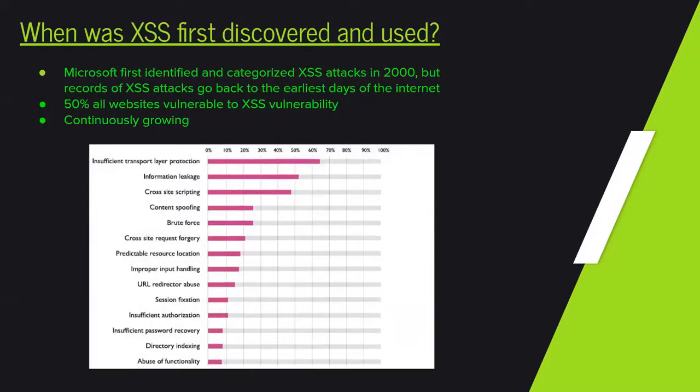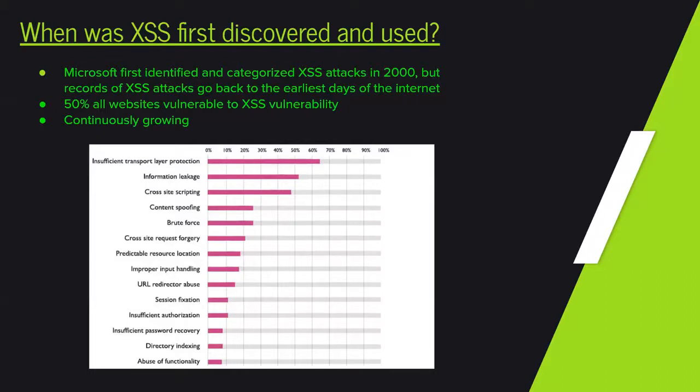Cross-site scripting was first discovered in the late 1990s and early 2000s when a Microsoft engineer was messing around with the code and kind of altered it and then tried running it through a program, which allowed them to categorize it, as Jackson was just talking about. Over 50% of all the websites on the internet have been vulnerable to cross-site scripting.